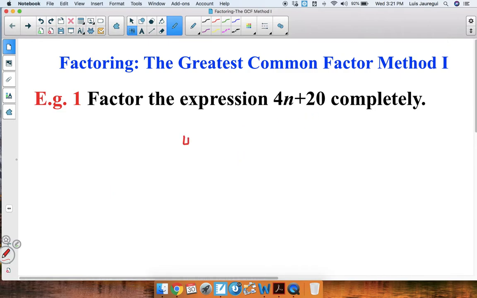Notice here that 4n plus 20 consists of two terms, namely the 4n and the 20. So what we're going to do is find the factors of each term. When it comes to 4n, we can factor it as 2 times 2 times n. In a similar way, 20 can be broken down, or factored, into 2 times 2 times 5.